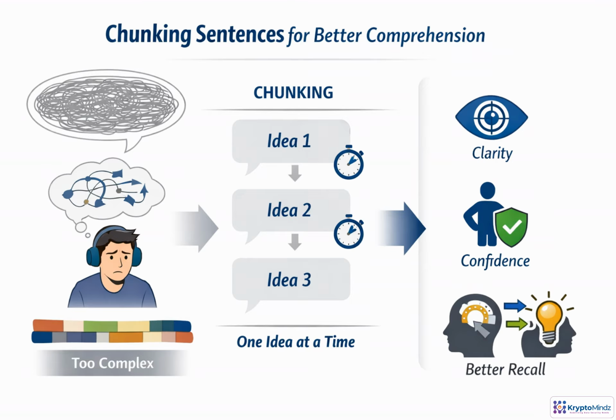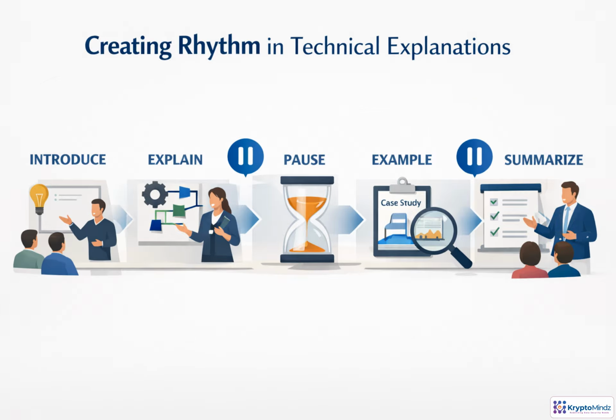Chunking is one of the simplest ways to make technical explanations easier to follow. Instead of packing several conditions, steps, and exceptions into one long sentence, separate them into meaningful units. Say one idea, pause, then move to the next. Those pauses give learners time to process what they just heard. The result is cleaner delivery, stronger clarity, and better recall.